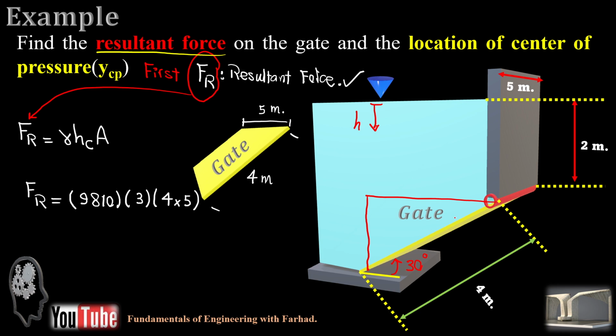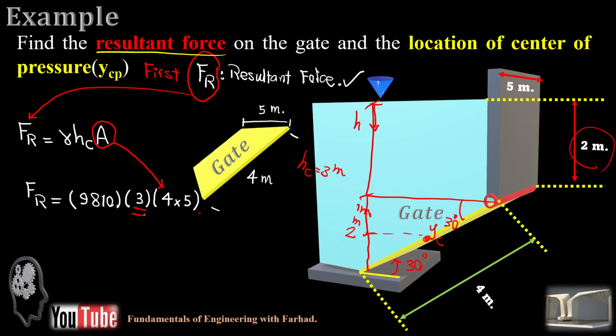If this is 30 degrees, the vertical component is half of that, and that's 2 meters, and half of that is 1 meter, which is added to these 2 meters. So that's Y sub C, the centroid, and it just makes H sub C equal to 3 meters. That's how we get this number.